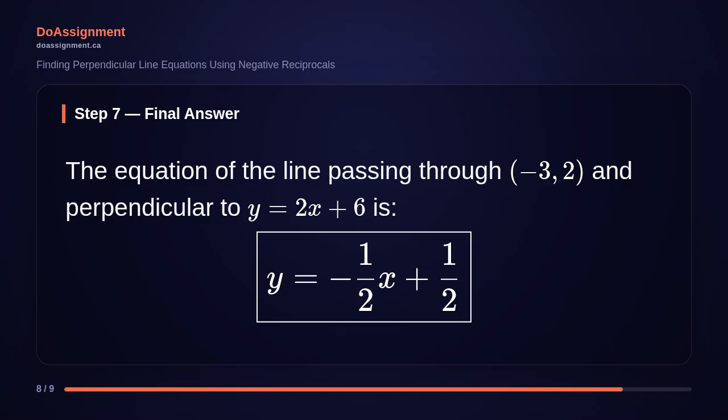The final answer in slope-intercept form is y equals -1/2 x plus 1/2.